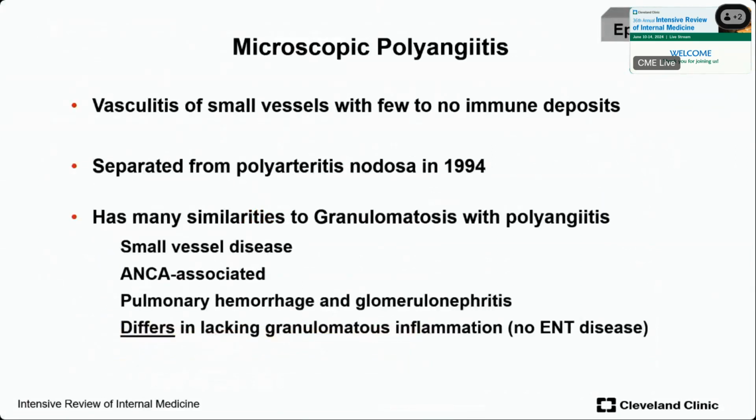So microscopic polyangiitis is a vasculitis of small vessels with few to no immune complexes, which was separated from polyarteritis nodosa in 1994, as we had previously discussed. It has many similarities to granulomatosis with polyangiitis in being a small vessel disease that is ANCA associated and in which we can see features of pulmonary hemorrhage and glomerulonephritis. It differs from GPA in lacking granulomatous inflammation, so we do not see any disease of the upper airways, ear, nose, and throat region.